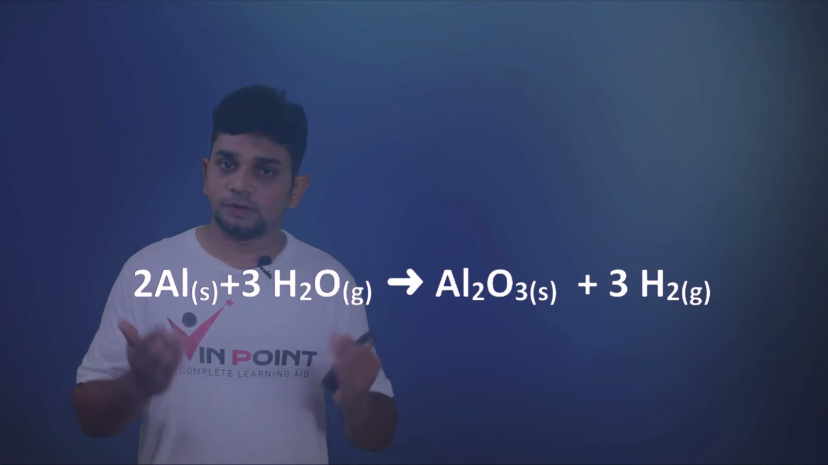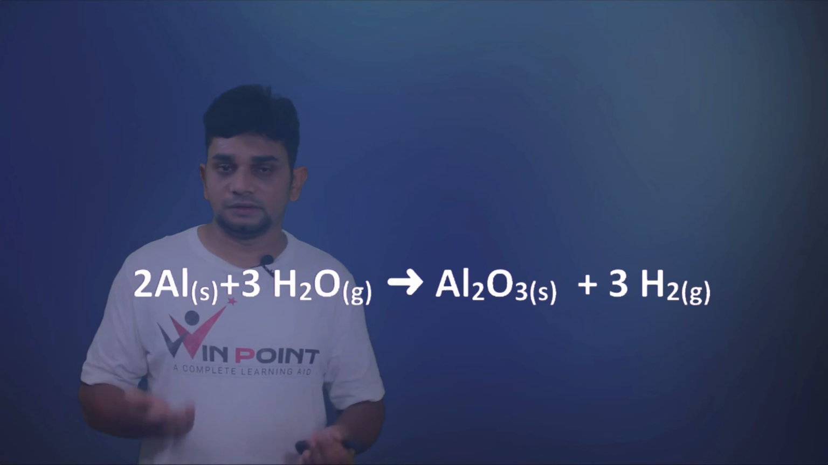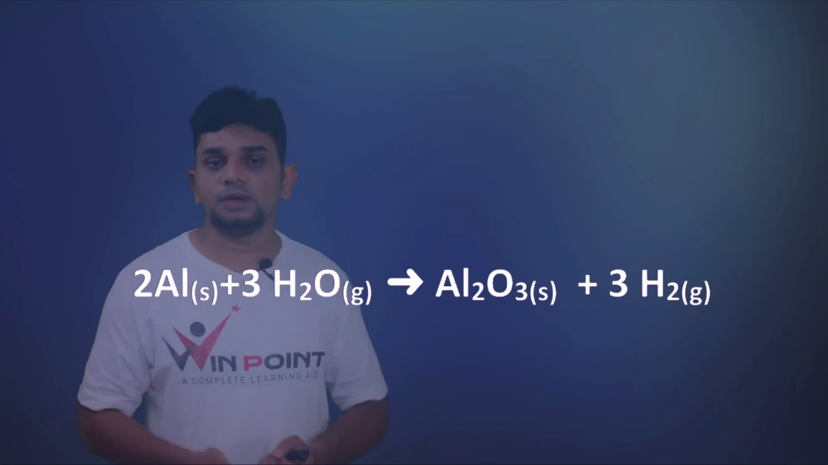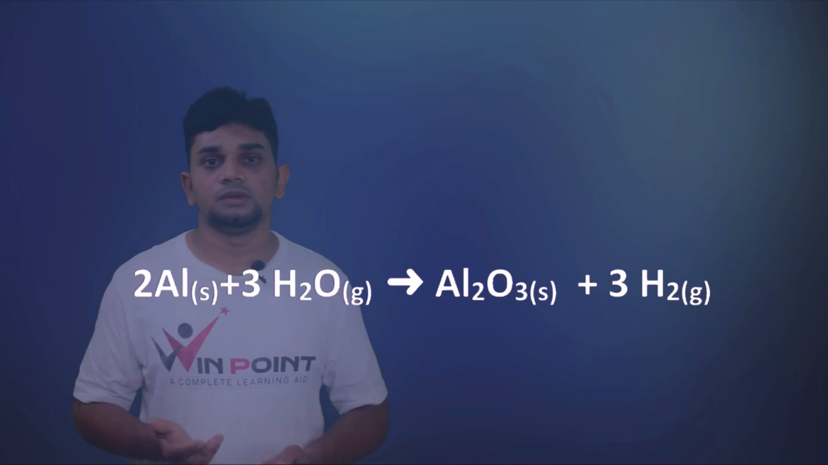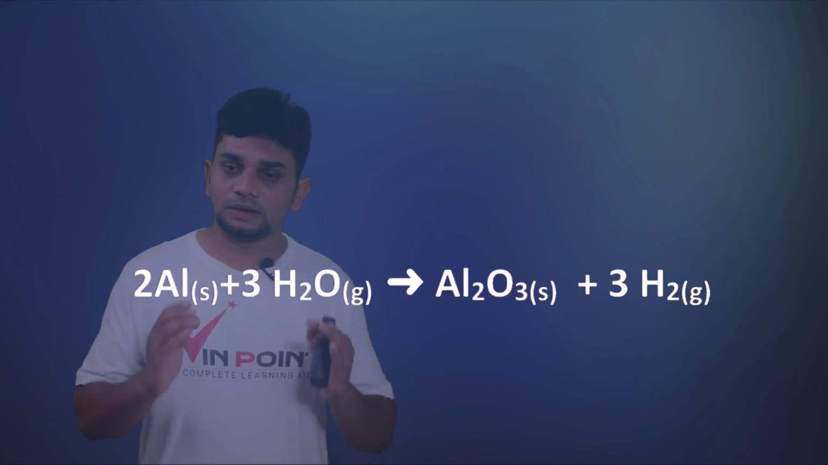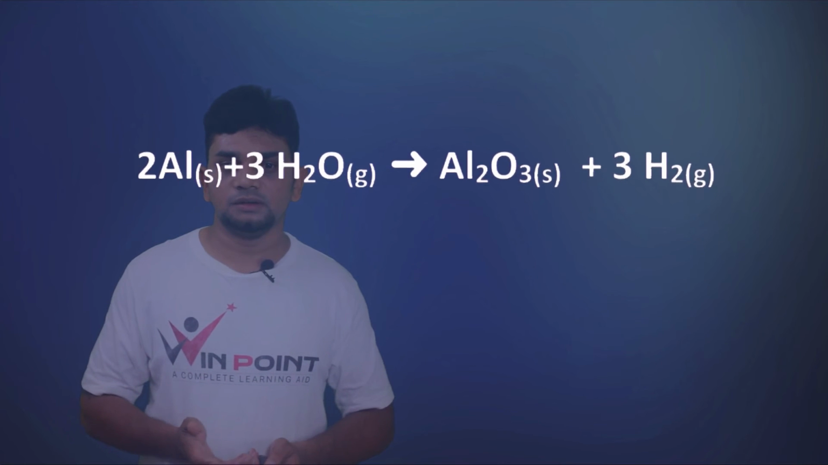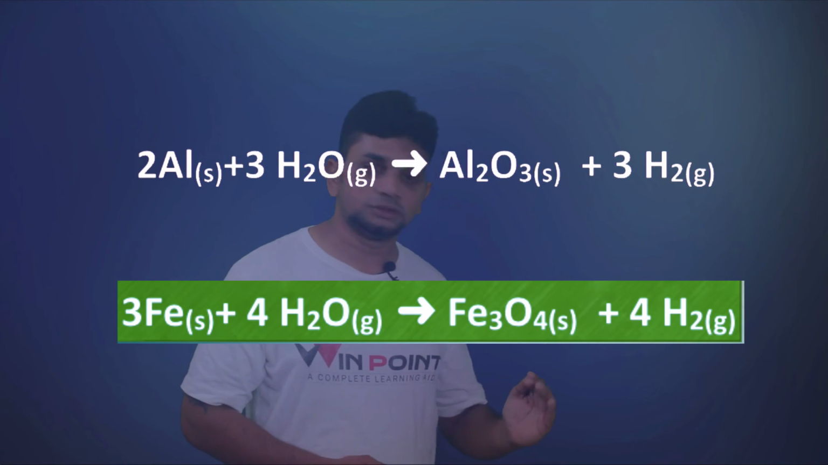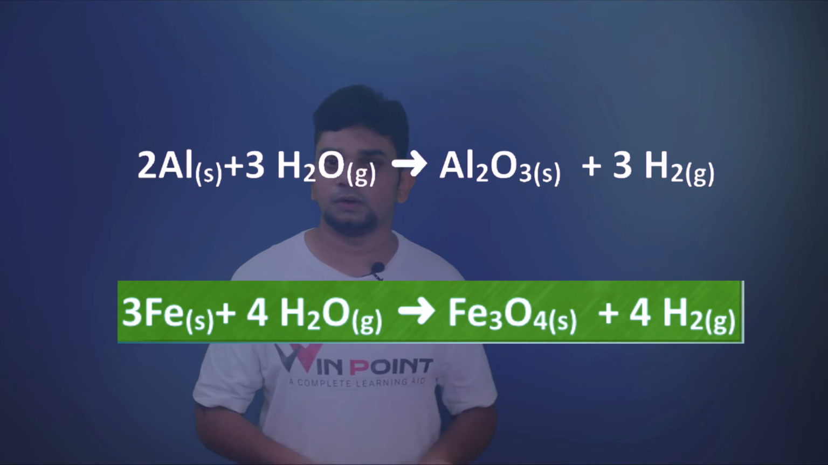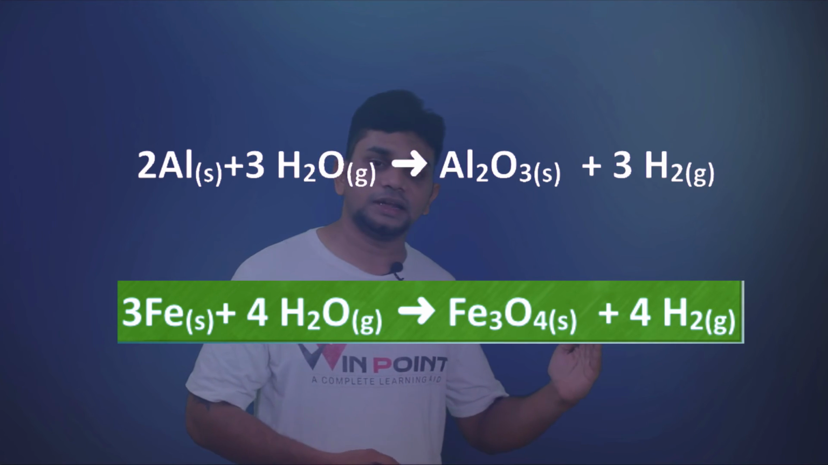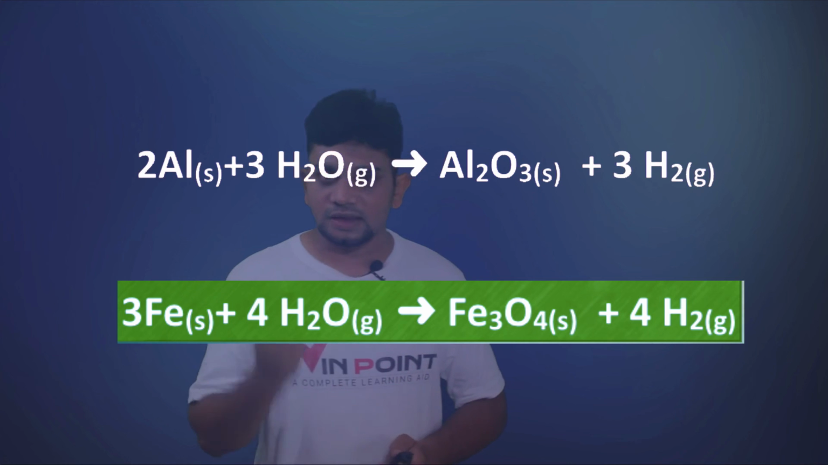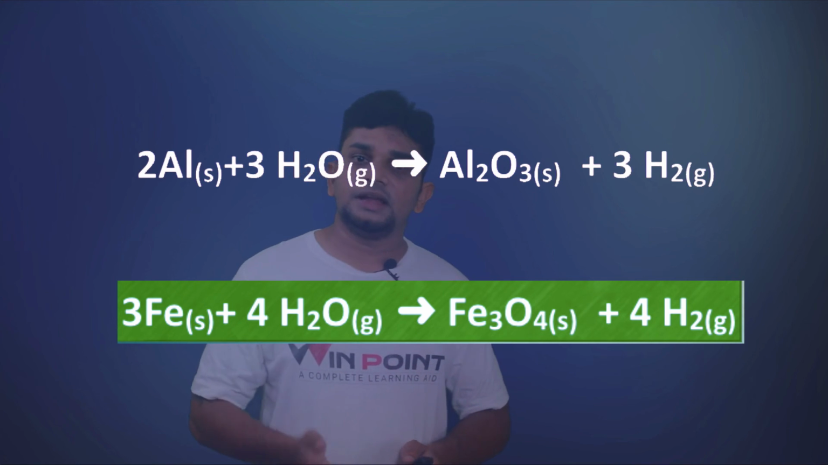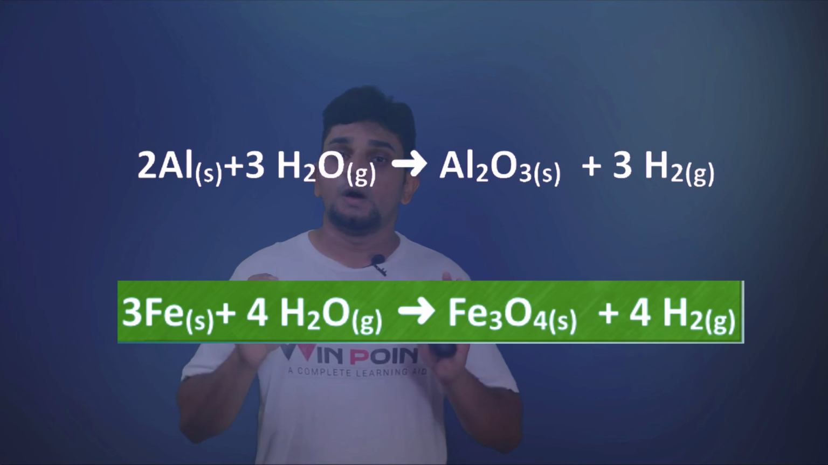There will be one or two questions from this session, and the question will be like this. Write the equation for the reaction between aluminium and steam. That will be the question. So you need to learn the equation. Next equation, 3Fe plus 4H2O gives Fe3O4 plus 4H2. It is also one of the important reactions. Here also we are getting Fe3O4. If there is a reaction between metal and steam, we are getting oxide.